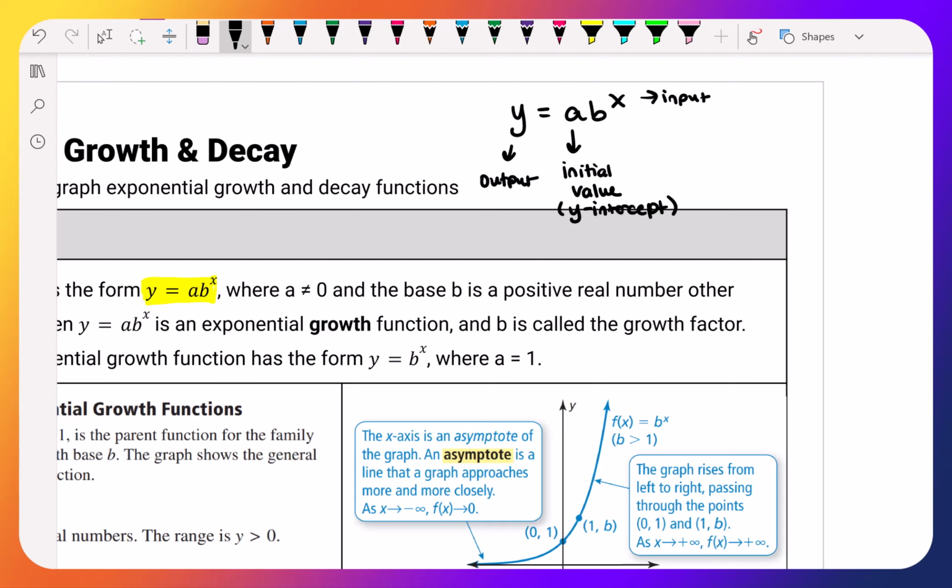Unless it has been shifted. So if it's been added, like if you're adding 3 over here to the end, that's going to shift it up 3. But that is not a translation, just in case we run into that later on. And then b is going to be either your growth or your decay. And we're going to talk about that in just a second.